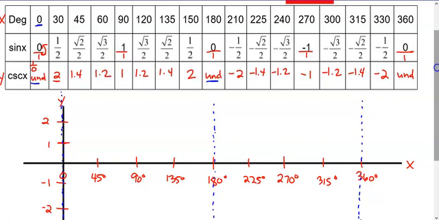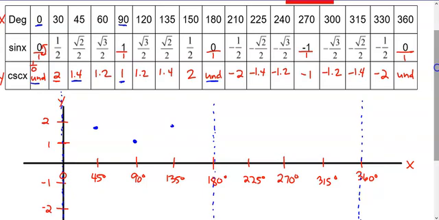All right, and then I'm just going to skip around here. At 90 degrees, I'm at 1. That's kind of a nice one. At 45 degrees, I'm at 1.4. At 135 degrees, I'm at 1.4. So you can kind of see what's happening here.